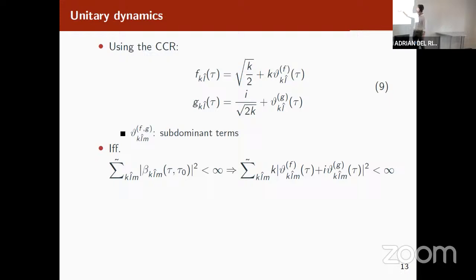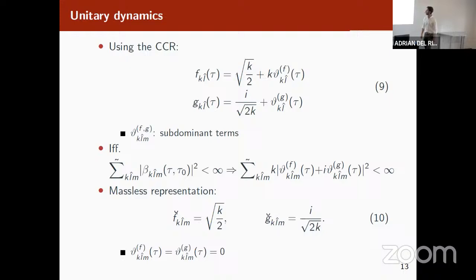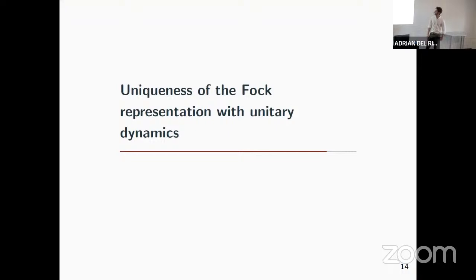The representation I wanted to introduce was the massless representation. If we trace back to our original Hamiltonian, and we set our mass function to be zero, then we would find that f and g should be of this form over here. I'm going to denote this massless representation with this tilde over here. So what we have is that we have already selected a family of solutions, a family of representations.